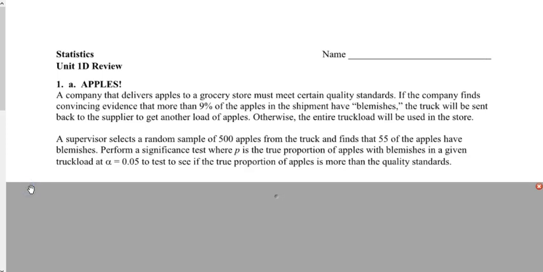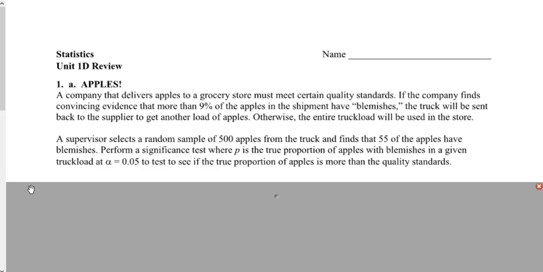So a company delivers apples to a grocery store, and they have certain quality standards. They don't want blemishes of more than 9%. This should sound very familiar. It's basically the potato problem all over again. So the supervisor selects a random sample of 500 and finds 55 of the apples have blemishes.